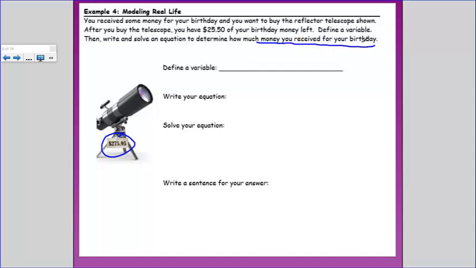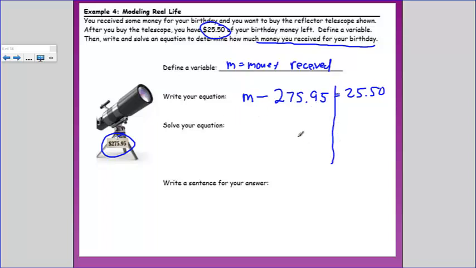So we're trying to figure out how much money you received. That's our variable. I'll use M for money received. And then if we put the story in order, we received money. We then subtract, because we spent money, a bunch of money, $275.95. And we ended with the $25.50 left over. That's our equation. That's what we did last section, but now we're going to solve it to figure out how much money we started out with.